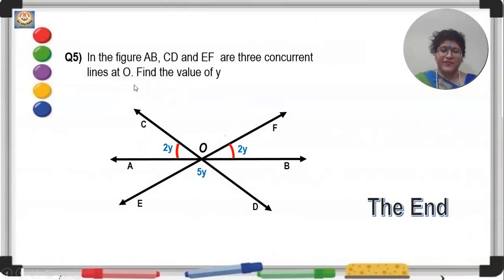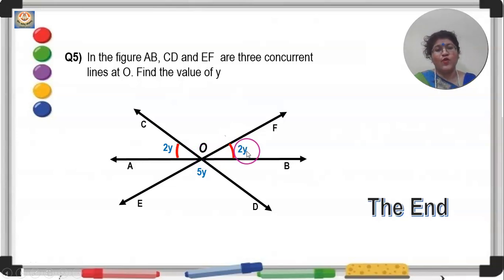Question number 5. In the figure, AB, CD and EF are three concurrent lines at O. Find the value of Y. Concurrent lines. Three or more lines are concurrent if they intersect at one and only one point. So if you look at the three lines, the point of intersection is only one point out here. So that is why they are concurrent lines.